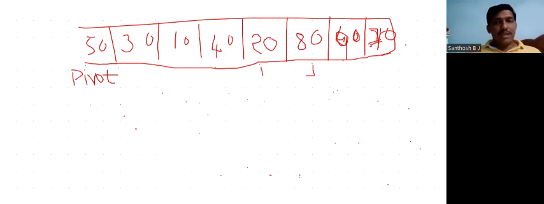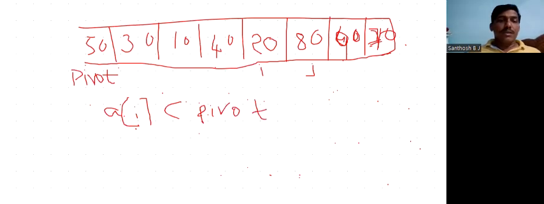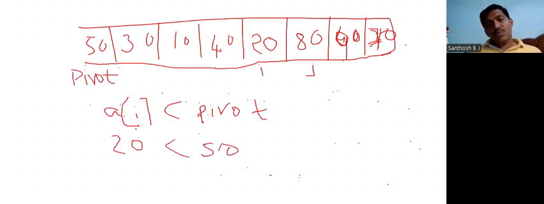What is the condition? A of I is less than pivot value. Here, A of I is less than pivot value. A of I is 20, and 20 is less than 50. Yes, the condition is true.